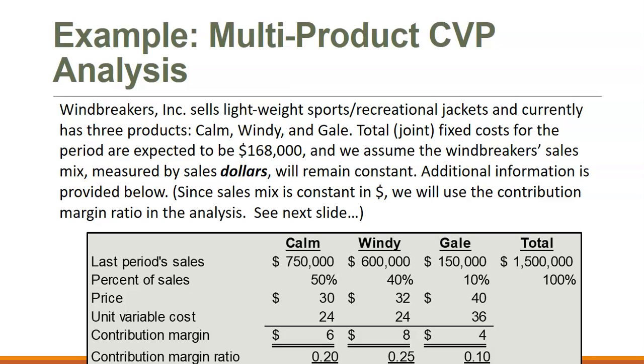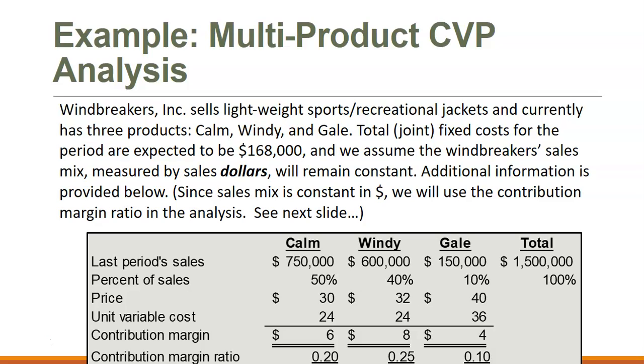So looking at this example, we have a company that sells sports recreational jackets. We have 3 products. Our total joint fixed costs for the period are $168,000. We assume that our sales mix is going to remain constant. So we have additional information below. Since sales mix is constant, we look at the contribution margin ratio in the analysis. So we look at what the percentage of sales is for each product. So we have this ratio, 5 to 4 to 1. So for every 5 Calm we also sell 4 Windy and 1 Gale.